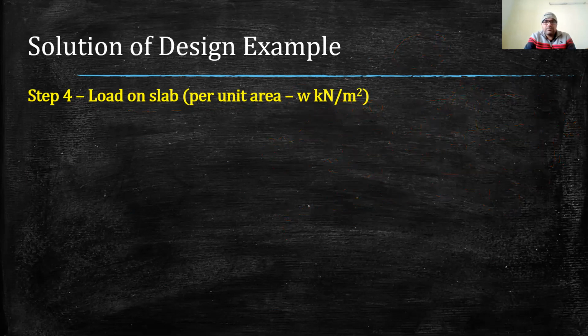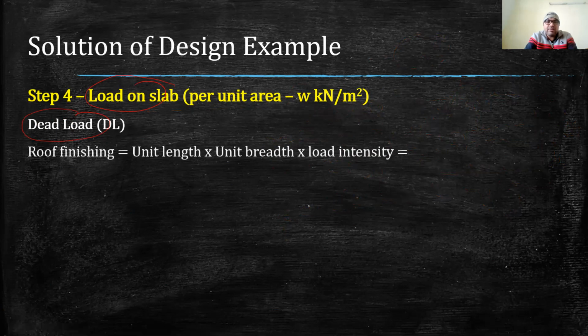So now load consists of two types of load. One will be the dead load and the second one will be the live load. Dead load consists of the self weight of slab and the roof finishing. Roof finishing is already given as 2 kilonewton per meter square in the question, which means the total load on unit area is 2 kilonewton. Here unit length is 1, unit breadth is 1, and load intensity is already provided, which is 2 kilonewton. So putting the value, we get 2 kilonewton as the load of finishing on unit area.